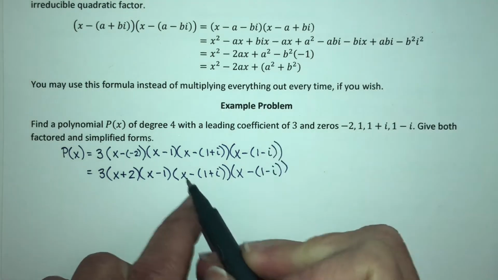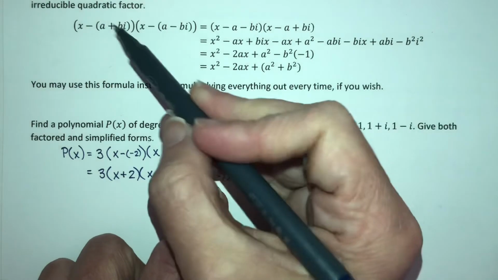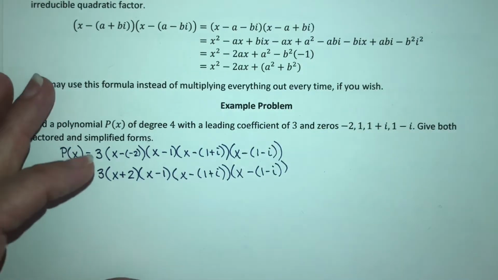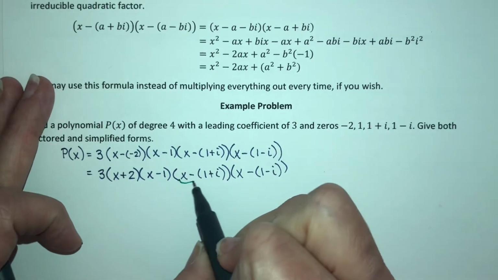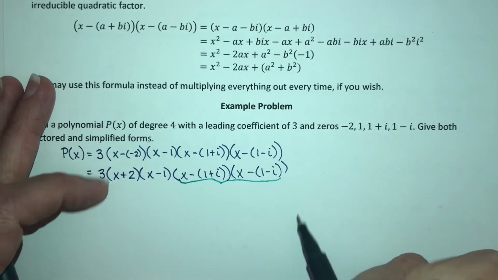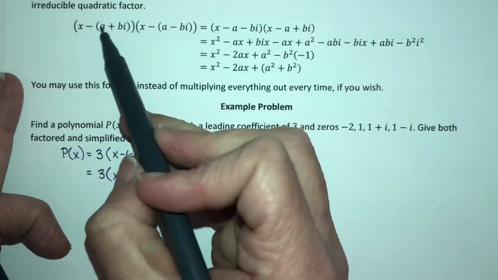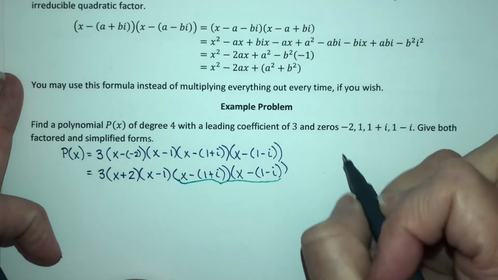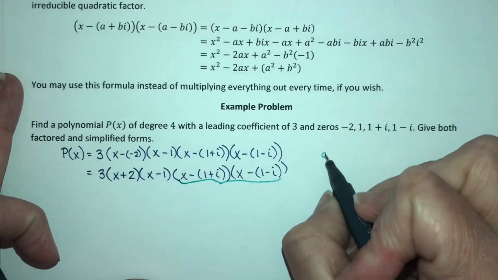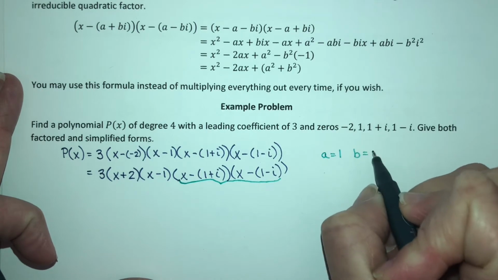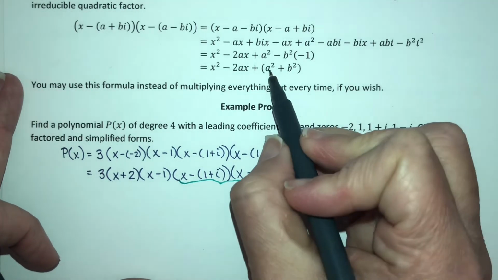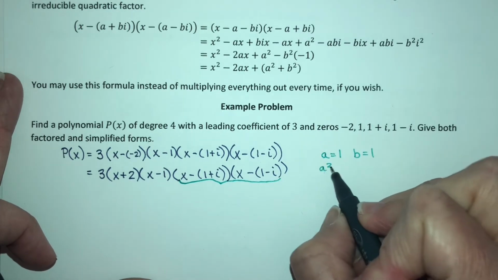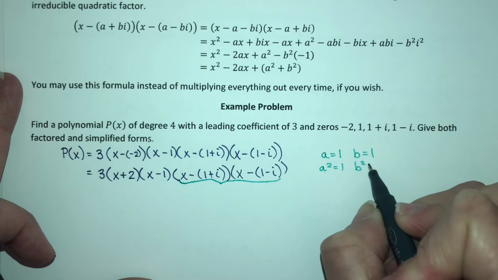Now, I could have distributed here and gone on, but I do have something in this form right up here. So if I'm going to multiply these two together, your a value is here. Your b value is the coefficient of i, which is 1. So if I'm going to use this, my a value is 1, my b value is 1. I need a squared and b squared. And both of these are 1.